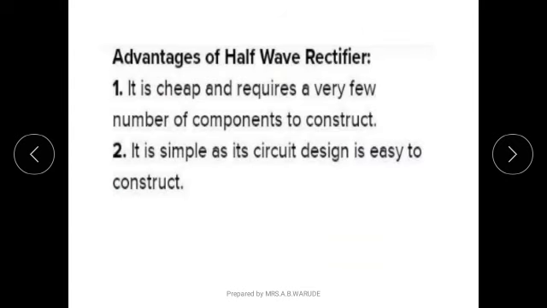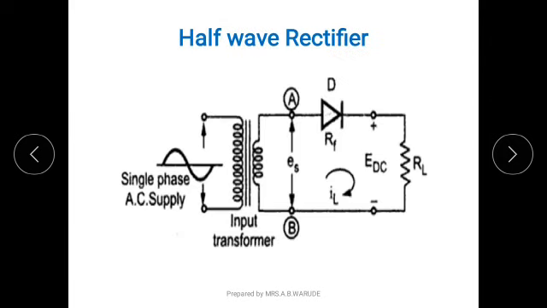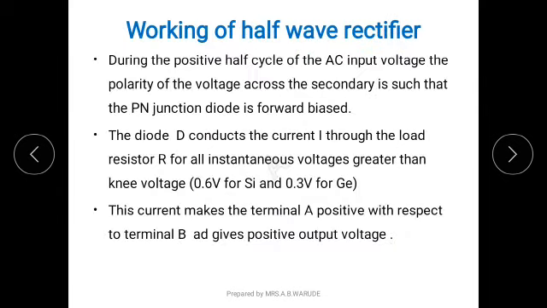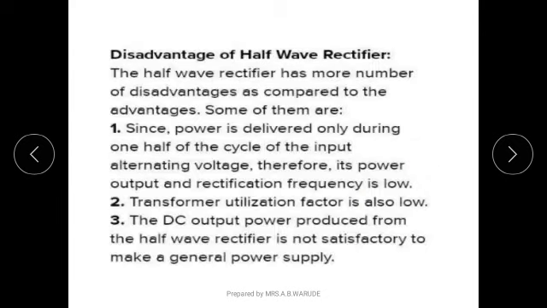But there are some advantages of half wave rectifier. First is, it is cheap and it requires a very small number of components to construct. See here the diagram. For construction of half wave rectifier, we need only a transformer, a diode and a load resistor, and therefore it is cheap. Then second is, it is simple as its circuit design is very easy to construct. That construction is very easy.